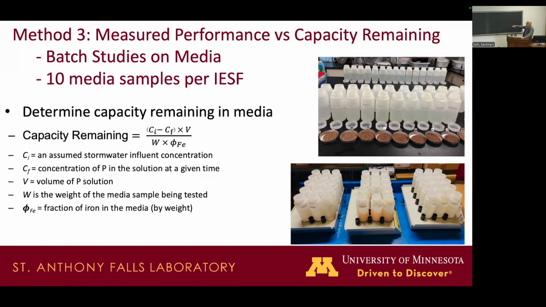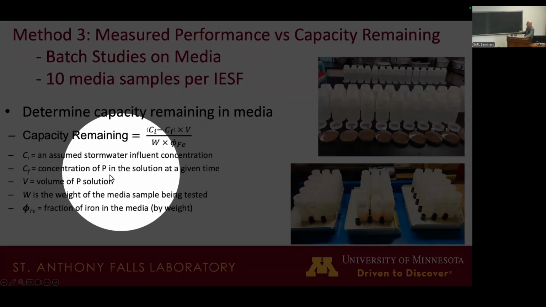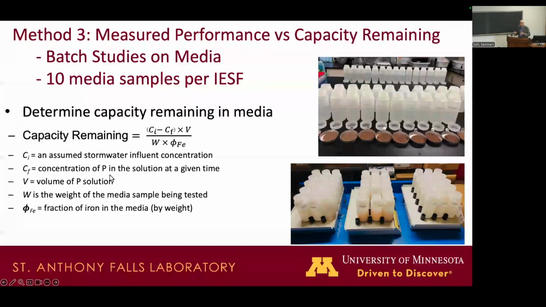And then you have a C sub F as a concentration at a given time. That's the concentration of P in the solution. So you run it on the shake tables for a while. You put in some water with some phosphate added to it. The phosphate is attracted to the iron in the media, and then you have less phosphate in the solution. You measure phosphate in the solution, and that would be C sub F. And the rest of this is our conversions, except for the fraction of iron in the media by weight.